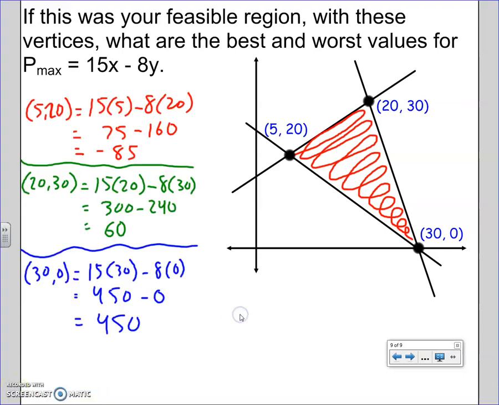All right, so once you plug in those 3 points, the x and y, into the equation, if I plug in 5, 20, I get negative 85. That's the lowest, so that's my minimum. And then you get 60 for the next point and 450 for the last one. 450 is my maximum. All right, so again, on your test, I'll give you a picture where you have this. You just plug the x, y points into the equation, see what's the highest and lowest number, and that's it.